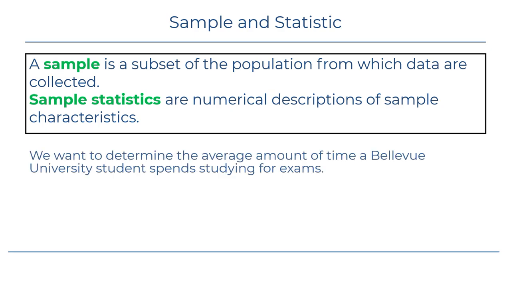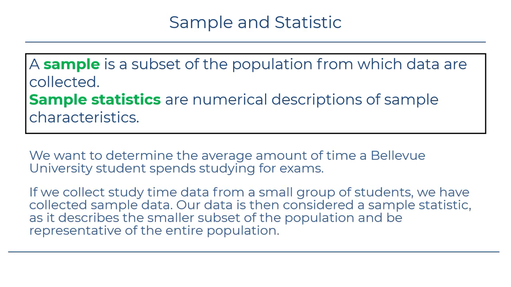For instance, if we're still trying to determine the average amount of time a Bellevue University student spends studying for exams, if we collect study time data from a small group of students, now we have sample data instead, and our data is considered a sample statistic because it describes the smaller subset of the population, and that sample is always representative of the entire population.